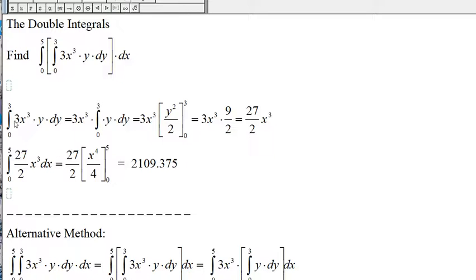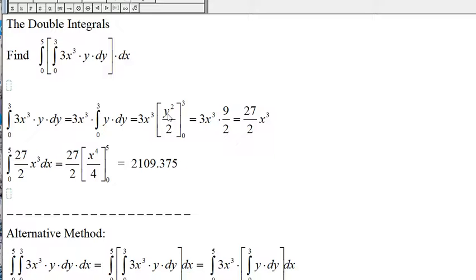And the factor 3x to the third, there's no y, so we could think of it as a constant. And so, think of 3x to the third as a multiplication constant, so we can move it and place it in front of the integral. And then the antiderivative of y is just y squared over 2, evaluating from 0 to 3.